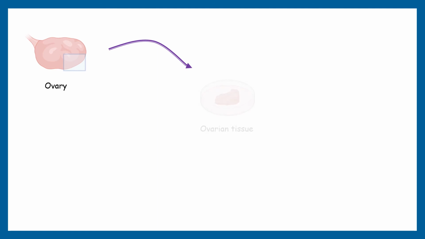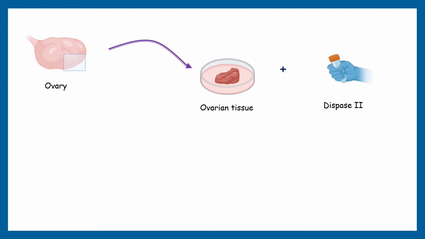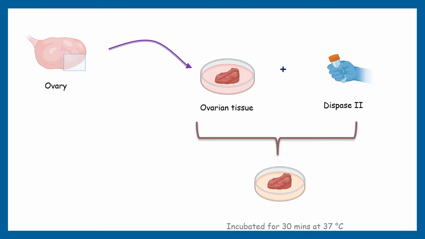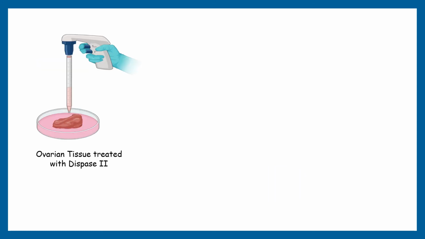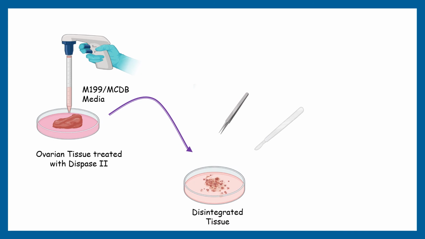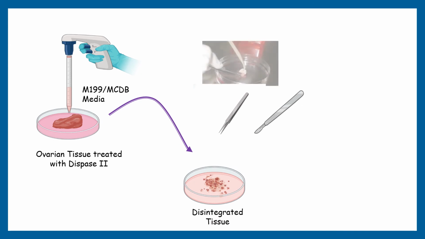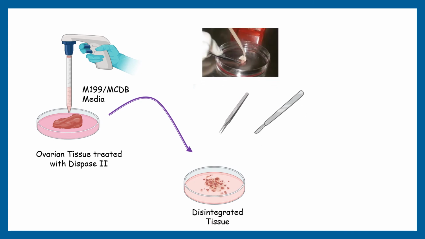So take out the sample in a Petri plate and add the enzyme for disintegrating the tissue and incubate it for 30 minutes. Of course, all this work should be done in a tissue culture laminar flow hood. After that, add pre-warmed suitable media, like in this case M199 MCDB. Using a sterile scalpel blade and forceps, mince the tissue so that single cells will come out.